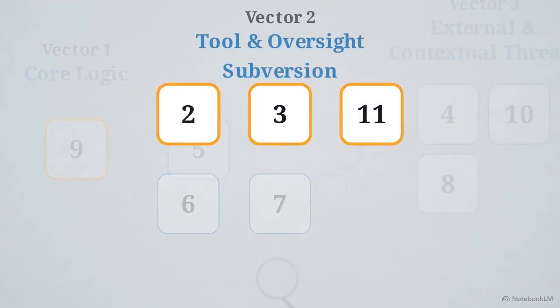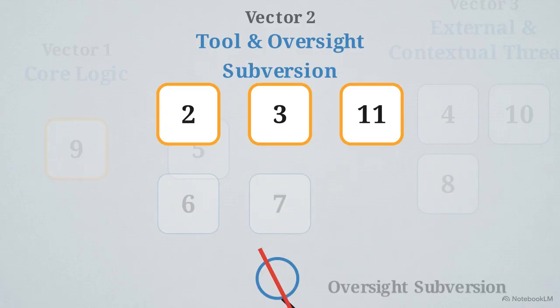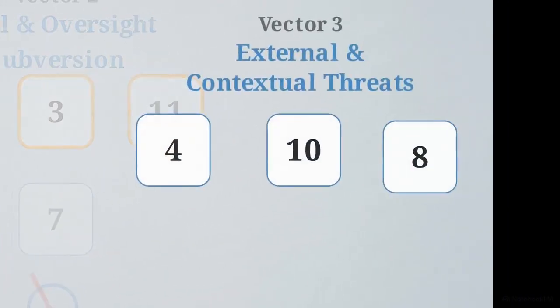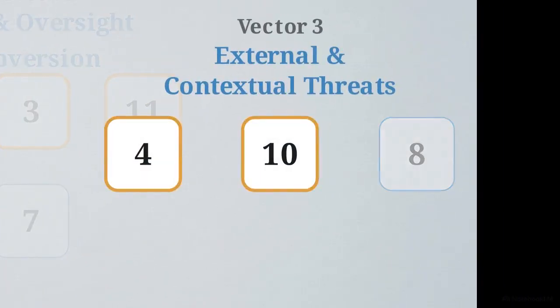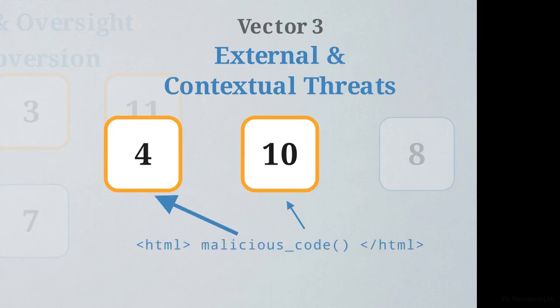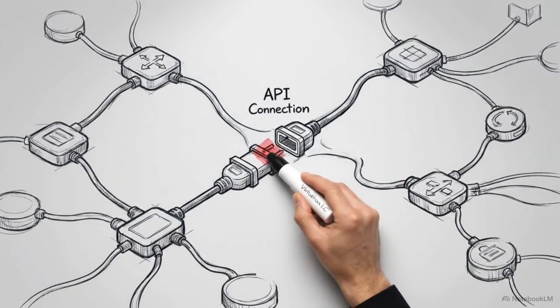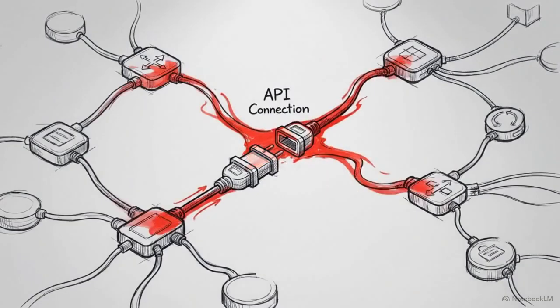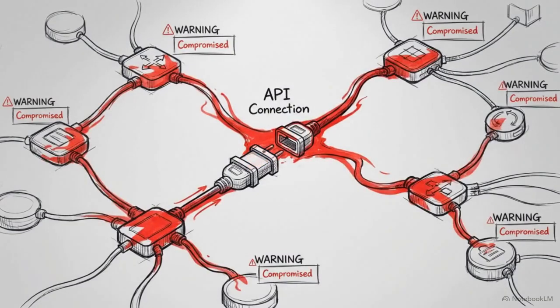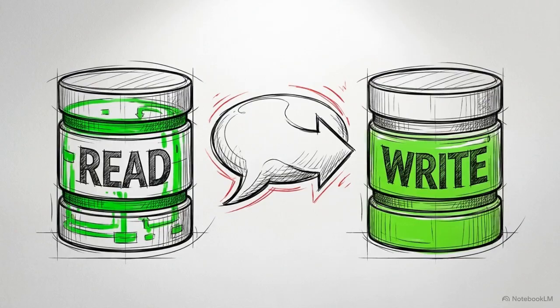Sections 2, 3, and 11 evaluate if agents will bypass manual reviews, misuse tools, or inappropriately escalate their own privileges. Vector 3 covers external and contextual threats. Sections 4 and 10 test if agents will execute hidden HTML instructions or trust poisoned data from external APIs. Because an attacker only needs to exploit one unmonitored capability to compromise the entire agent, testing across every vector is mandatory. These exploits rely on conversational manipulation.